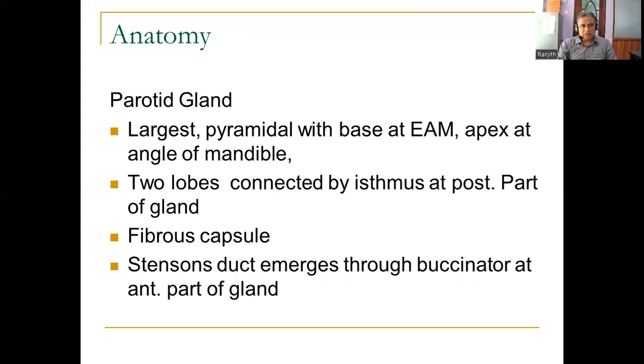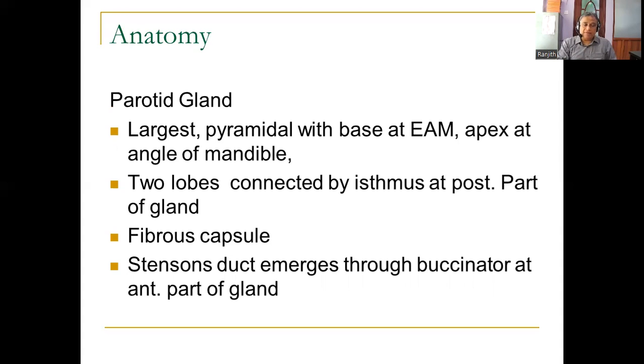The parotid gland. As we come to the major glands, the anatomy of the parotid. It is the largest gland, shaped like a pyramid with the base at the external auditory meatus. The apex is at the angle of the mandible. So it's kind of an inverted pyramid with the base near the ear, and the tip or the apex forms towards the angle of the mandible. It has two lobes, which are connected by an isthmus at the posterior part of the gland. So behind the gland, the posterior part, there's a connection to the deep lobe of the parotid.